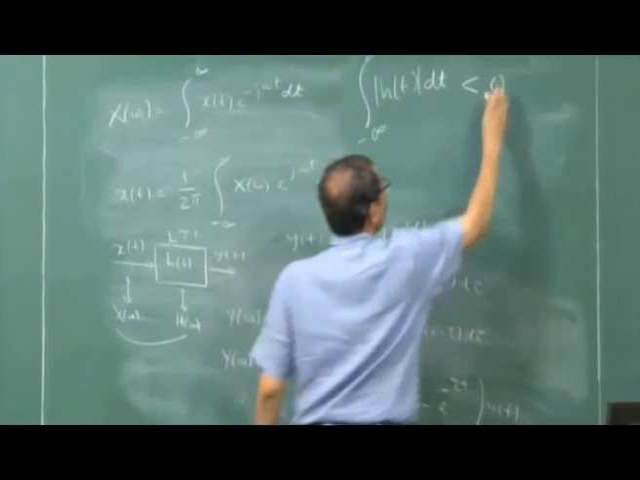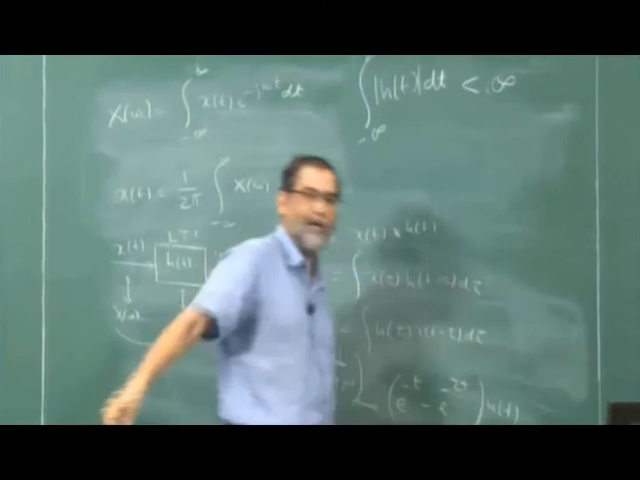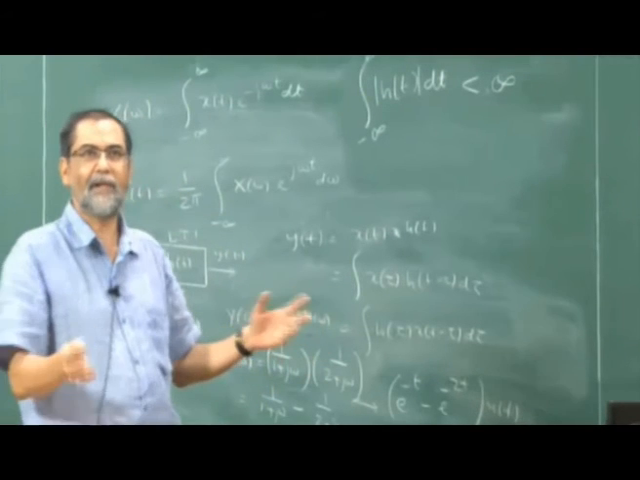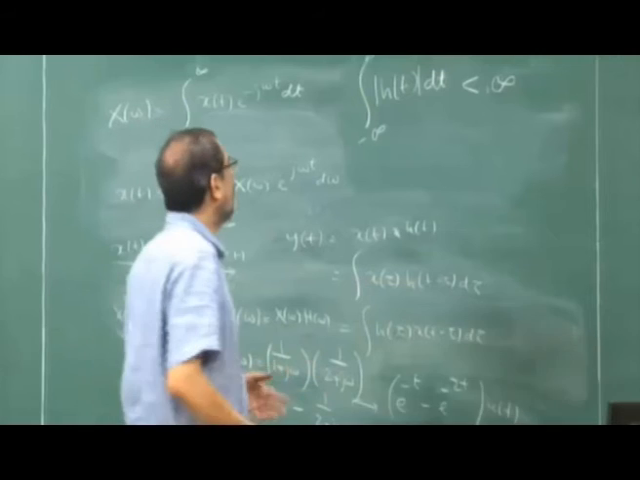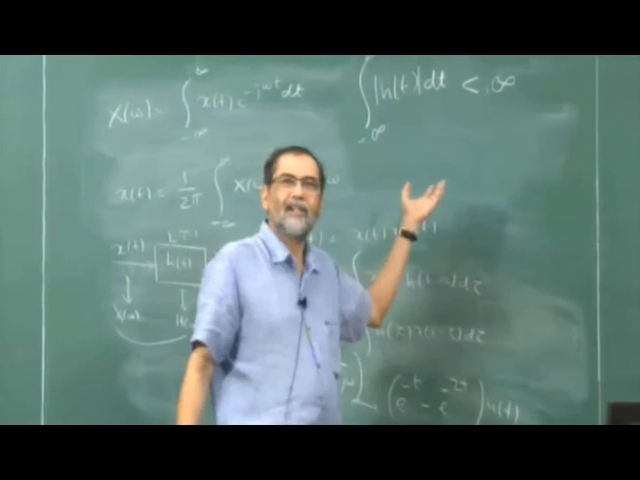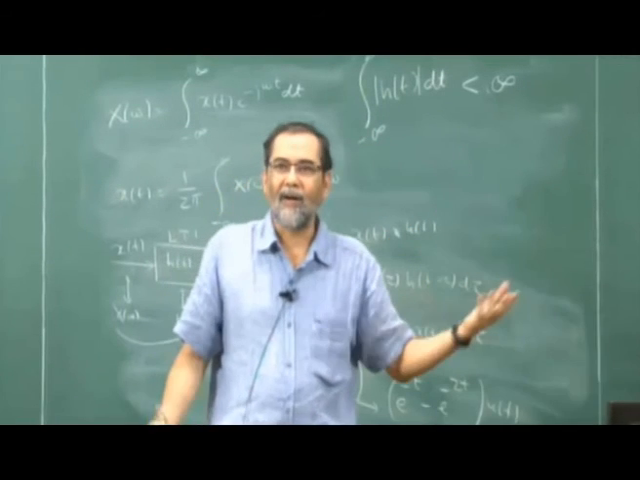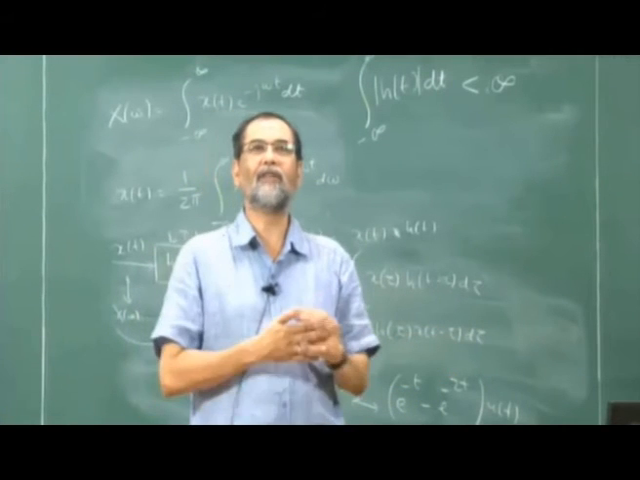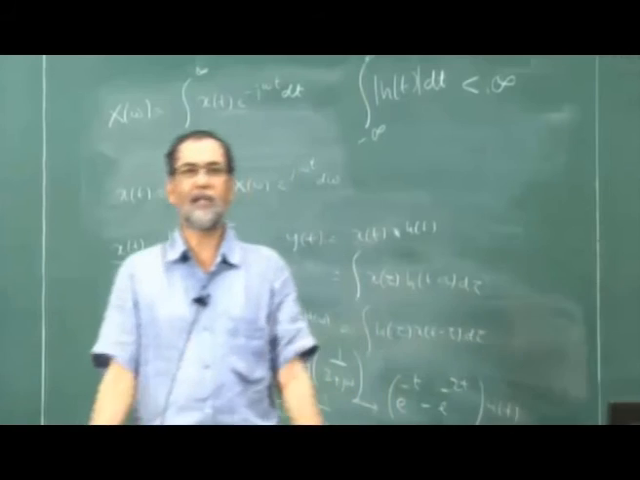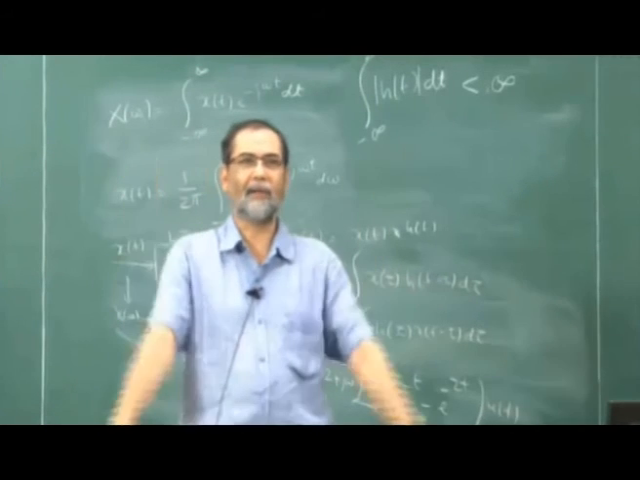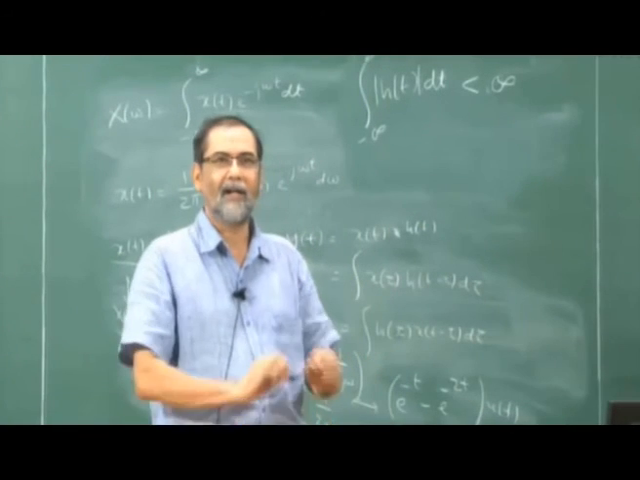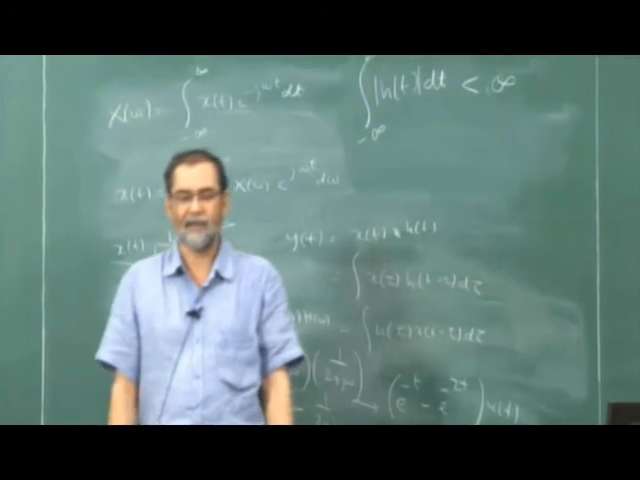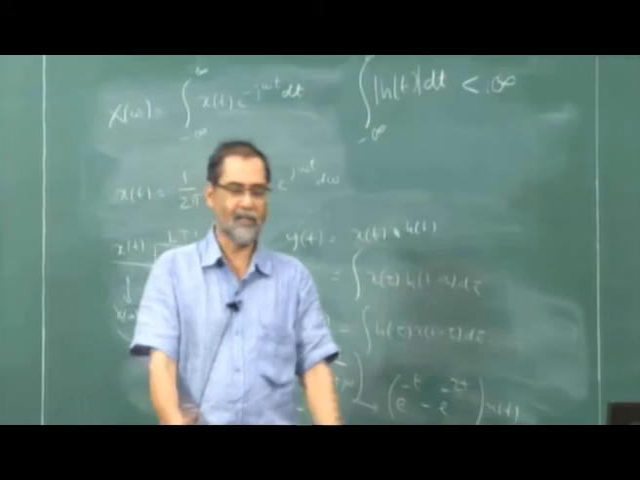This integral should exist, should not blow up. Okay, the impulse response should be absolutely integrable, and that is the condition for existence of Fourier transform. So the condition for stability for Fourier transform is if the impulse response has a Fourier transform, the system is stable. Simple, excellent, very simple answer. If this impulse response has a Fourier transform, then the system is stable.